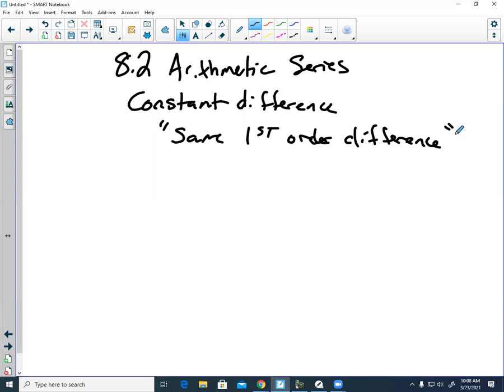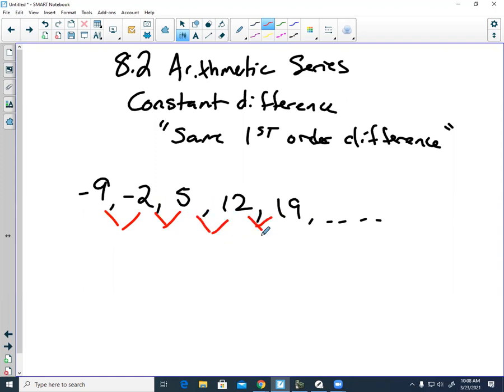Okay, so this is something like if I give you a series that looks like -9, -2, 5, 12, and 19. If I have something that looks like this, the first thing I want to do is tell if this is arithmetic or not. Now the way that I tell that is I subtract the right term from the left term. So I'm going to subtract -2 minus -9, 5 minus -2, 12 minus 5, 19 minus 12. So I'm going to do right minus left on all of these.